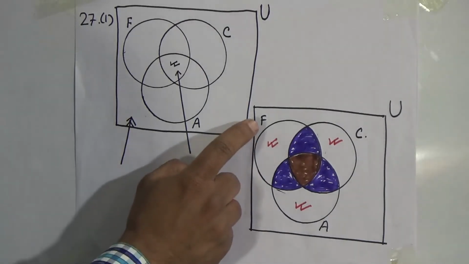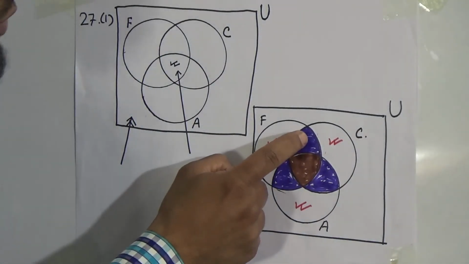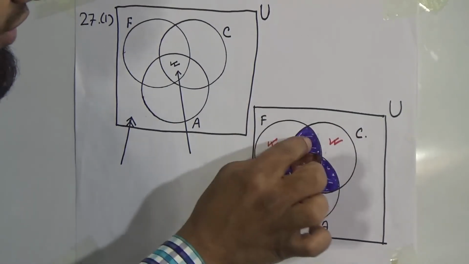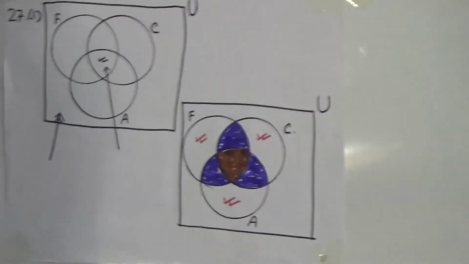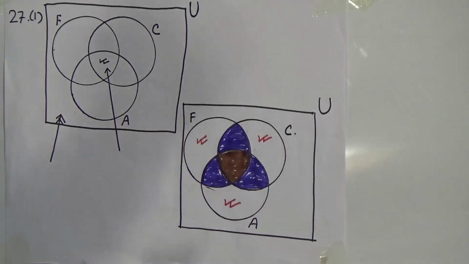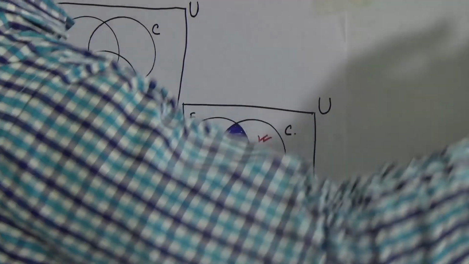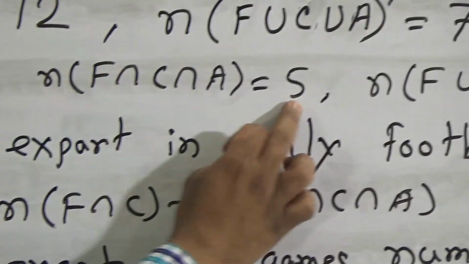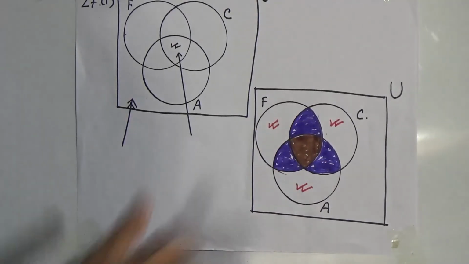That means the number of elements of F union C union A is already calculated as 93. And we have also calculated this one, exactly 2. That means the number of elements of these three portions is 24. And my dear students, this is also calculated. This is the number of students who are expert in 3 games, and this is 5. So this total is 93, this one is 5, and the addition of these 3 is 24. So how can we calculate this one?